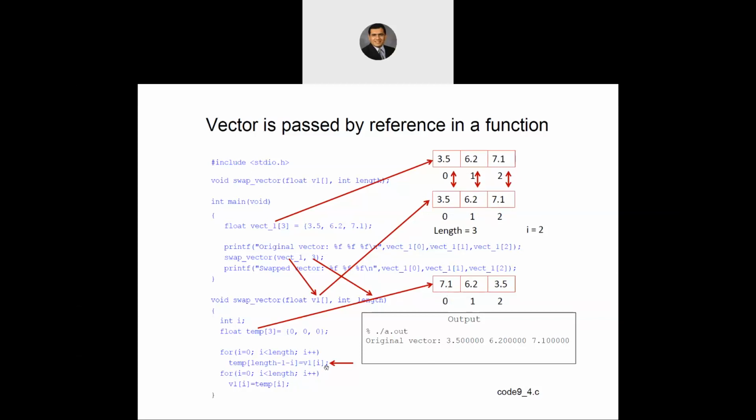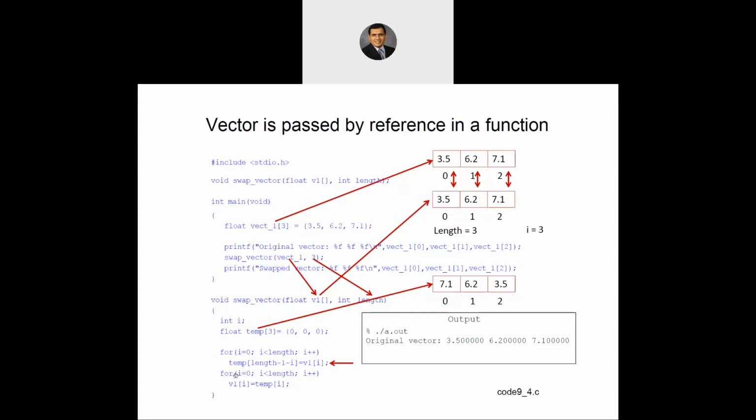Now, once this is done, then it goes back again to I plus plus. 2 plus 1 becomes 3. Again, it goes to the condition. The condition says I should be less than length. Length value is 3. I value is 3. 3 is less than 3. True or false? False. Since it's false, it gets out of this loop and goes to the next line of code, which is another for loop.